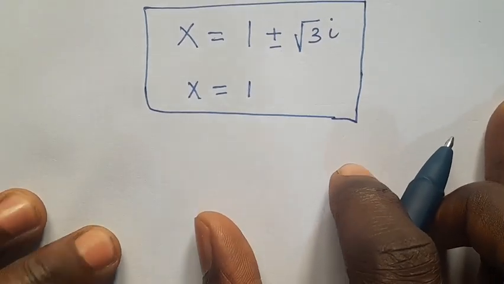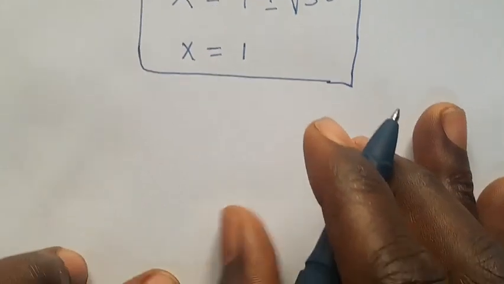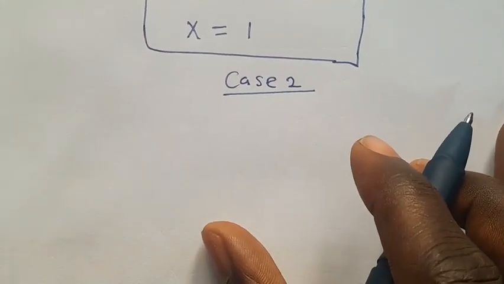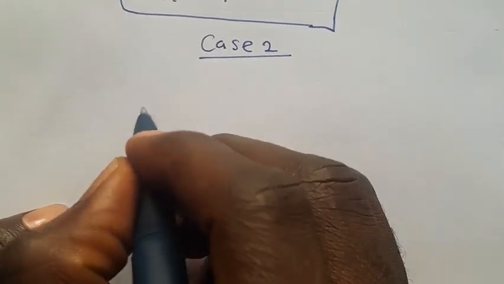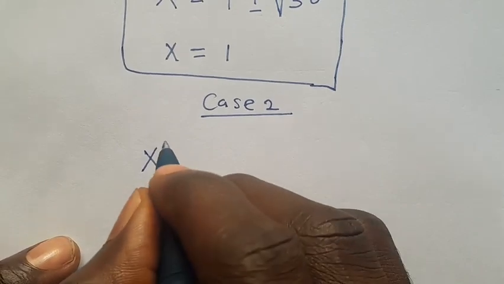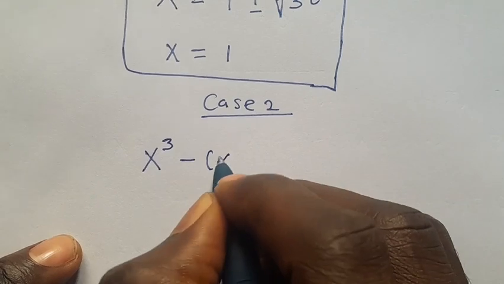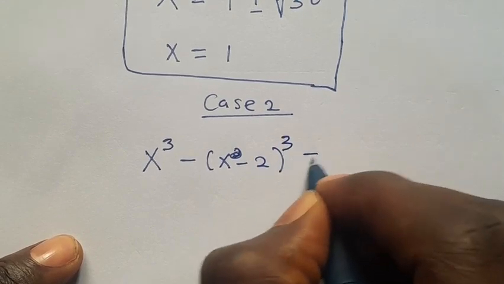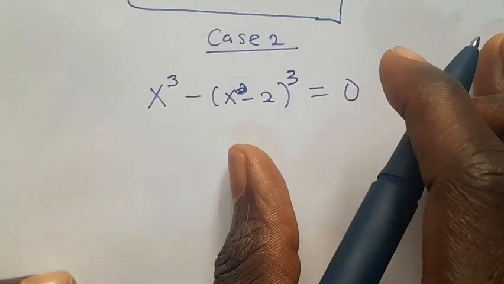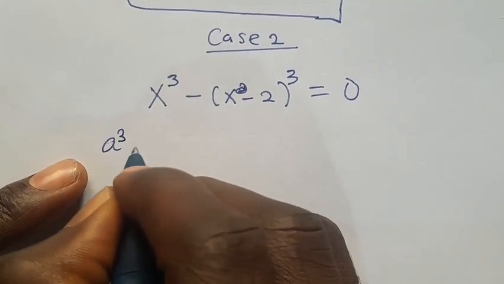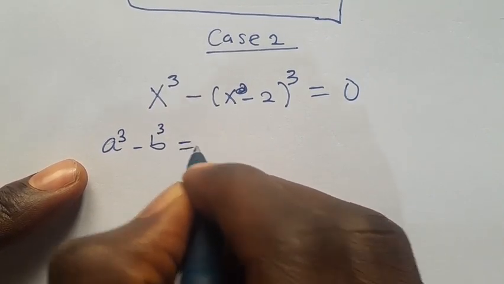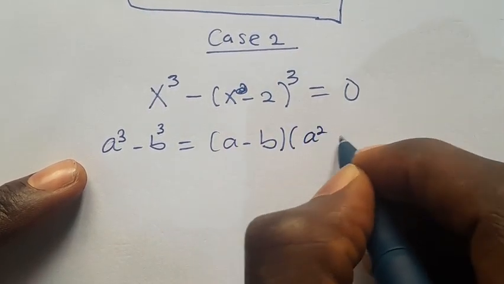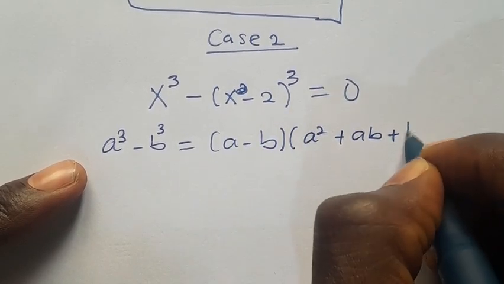Then let's go along with case 2, where we have x to the power of 3 minus x minus 2 to the power of 3 equals 0. Then when we have a to the power of 3 minus b to the power of 3, it equals a minus b, then multiply by a squared plus ab plus b squared.